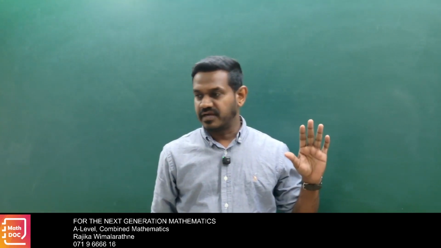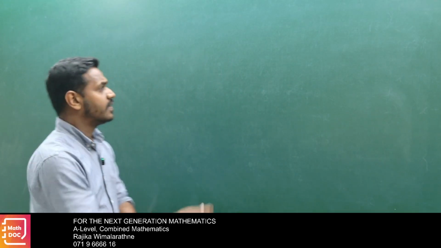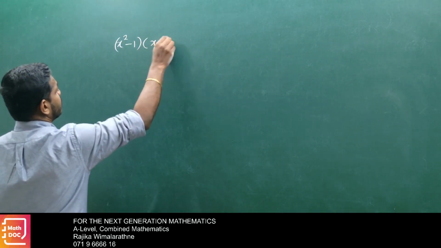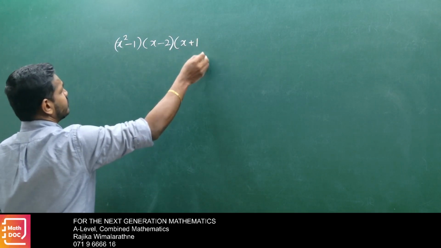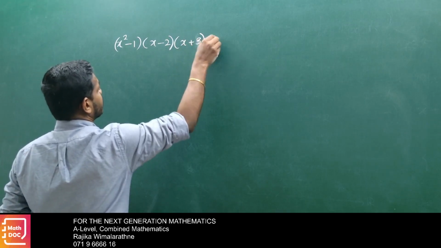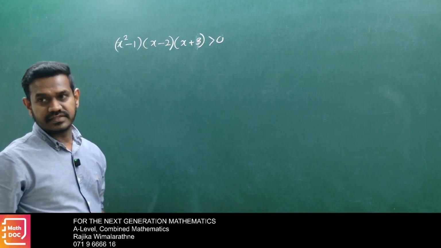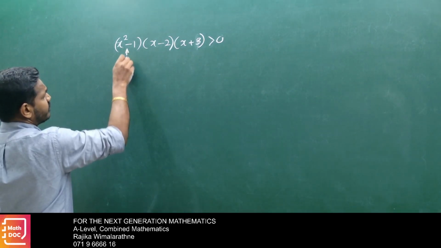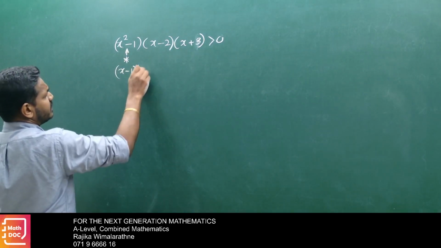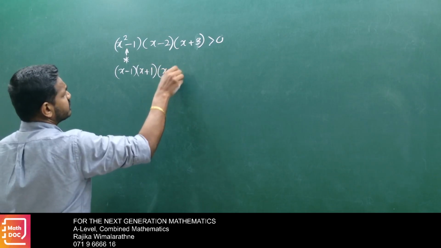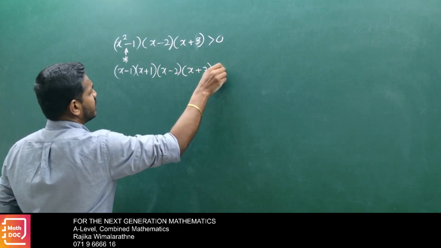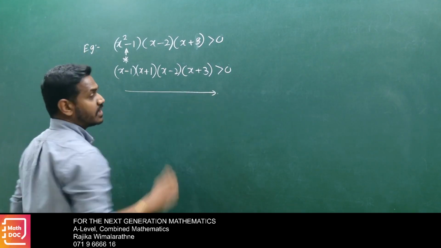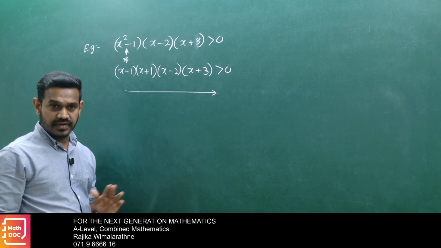Let's do another 2-3 examples. Okay, you better do with me. See x square minus 1, x minus 2, x plus 1, x plus 3 greater than 0. Check this one. So here we have to factorize this one. Then x minus 1, x plus 1, x minus 2, x plus 3 greater than 0. Now we can proceed. Now without factorizing we can't do. Definitely we have to factorize everything.